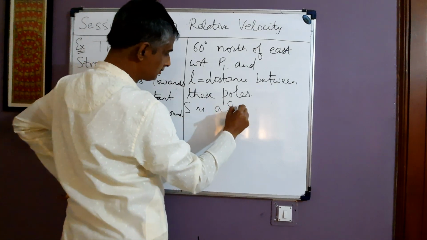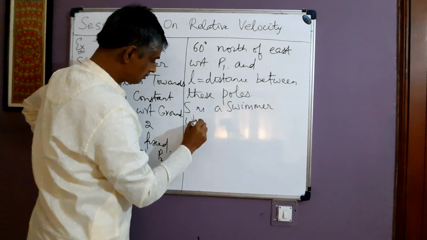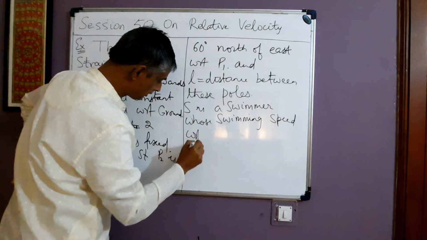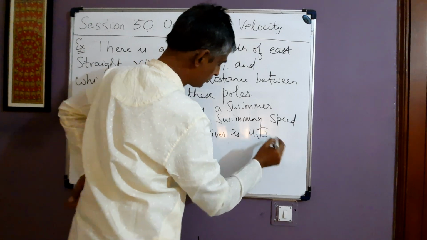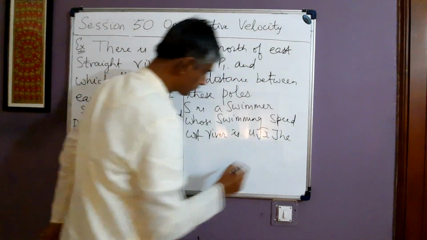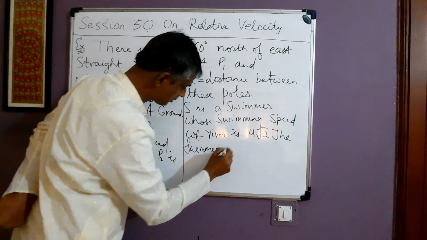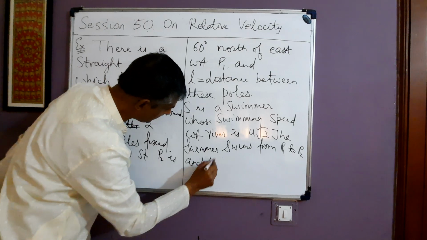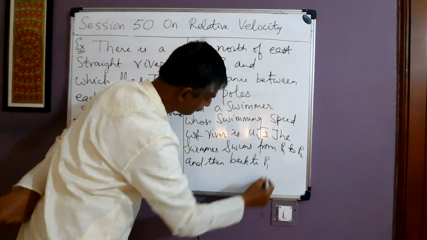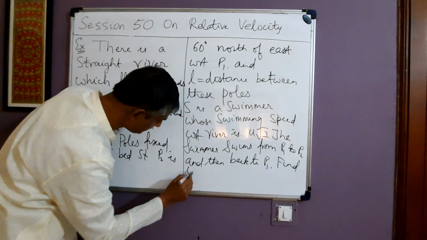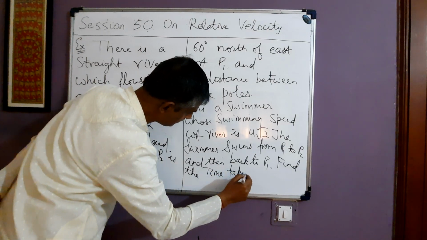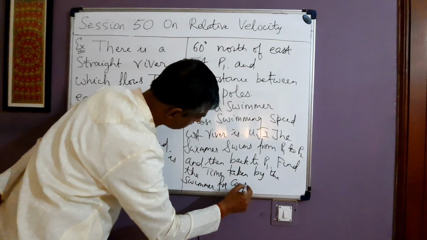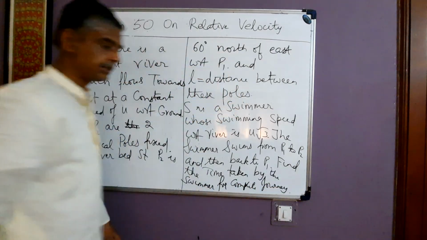S is a swimmer whose swimming speed with respect to river is u root 3. The swimmer swims from P1 to P2 and then back to P1. Find the time taken by the swimmer for the complete journey. Okay, this is the question.